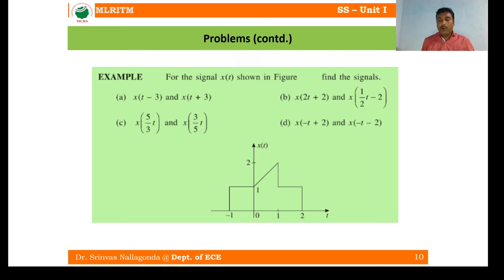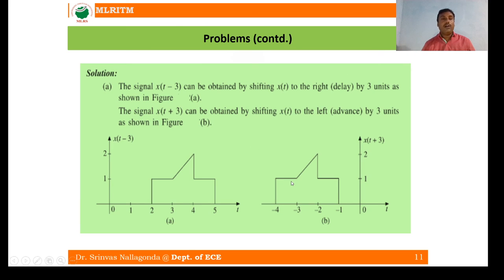Now we'll see some more examples on signals. Part A indicates x(t minus 3) and x(t plus 3), part B x(2t plus 2) and x(1 by 2 into t minus 2), then x(5 by 3 t) and x(3 by 5 t), and x(minus t plus 2) and x(minus t minus 2). Here signal x(t) is given, and we would like to find A, B, C, D. From all of A, B, C, D, what is our observation? We have to apply the time shifting property, the time scaling property, and time reversal on these signals.